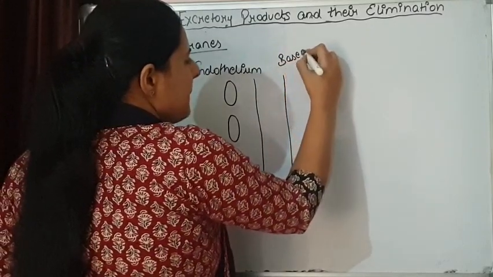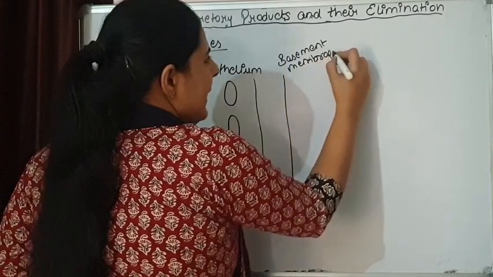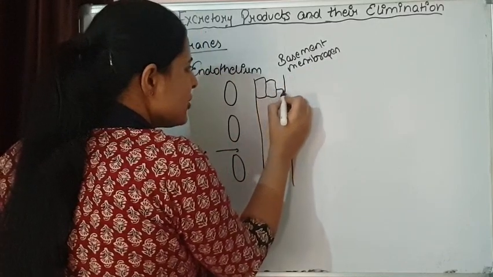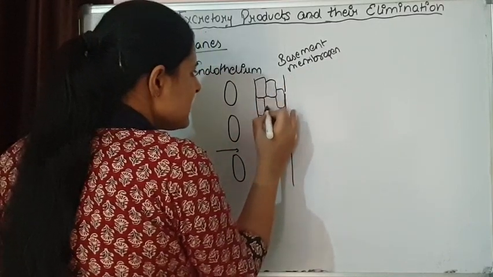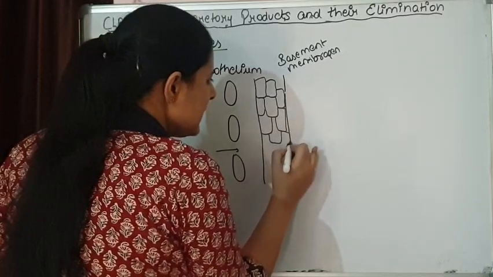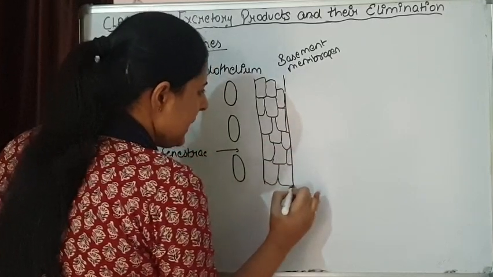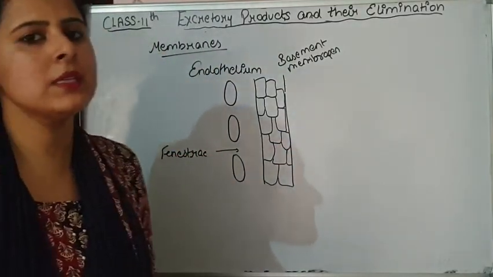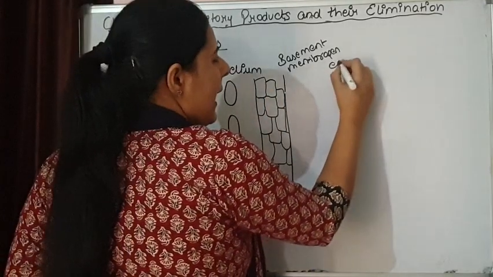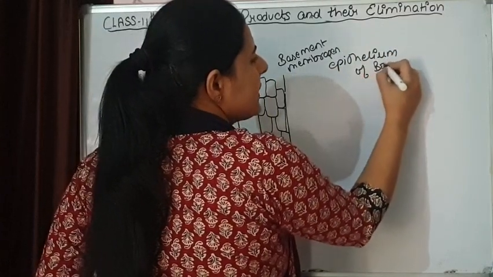This is the basement membrane. This basement membrane is made up of collagen and proteoglycans, which are again providing surfaces for the easy movement of substances through them. This is how the basement membrane is present. And the membrane present next to it is the inner epithelium of Bowman capsule.